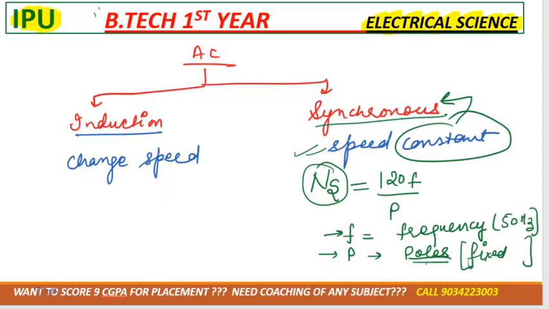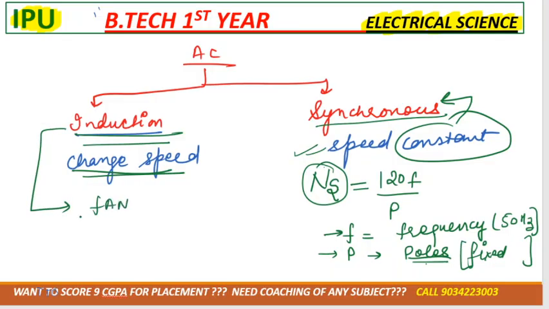Okay. Now let's talk about the induction motor. In the induction motor, speed depends on various things, so that's why we can change the speed of the induction motor. The best example of induction motor is the fan we are using. In the fan, which motor we are using, that would be the induction motor, because we can change the speed of the fan. Okay.